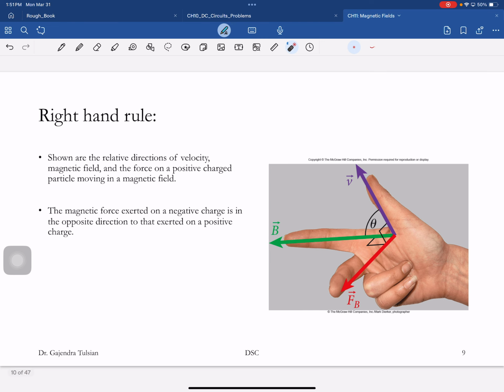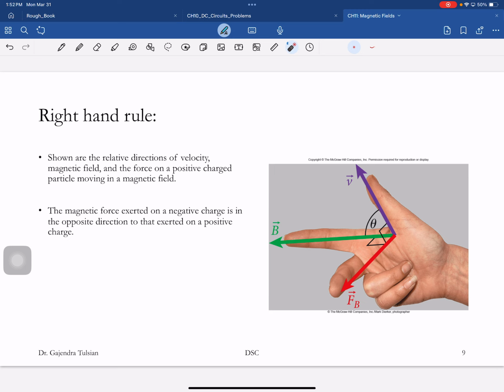Again, here's the right-hand rule. If the velocity is like that and the magnetic field like this, the force is perpendicular to the plane containing these two vectors. There's the force. If the particle is a negative charged particle, you calculate the direction of the force as if you have a positive charged particle, and then the force is in the opposite direction. You still use the right hand rule, or you could use your left hand for negative charged particles, but it's best to use the right hand.